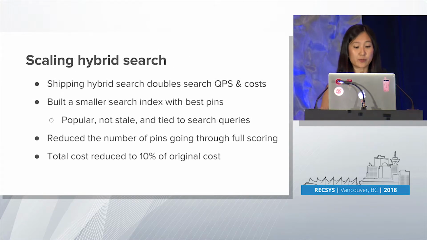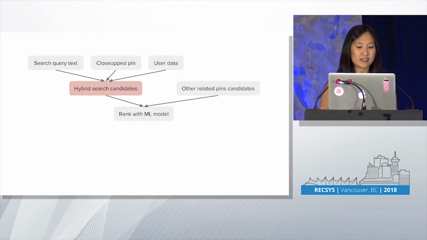Adding hybrid search candidates performed well in our experiment, but we calculated the cost of shipping it to all users and found that it would double the current search QPS in cost. Since every time a user closes up on a search result, we're performing a search request to fetch candidates for the related pins. To scale it, we built a smaller search index with only the best pins. These are pins that are popular, meaning they have high engagement. They're not stale, meaning they had impressions in the past 7 days. And they're also strongly tied to search queries, so they're part of our memorized high-quality search model.